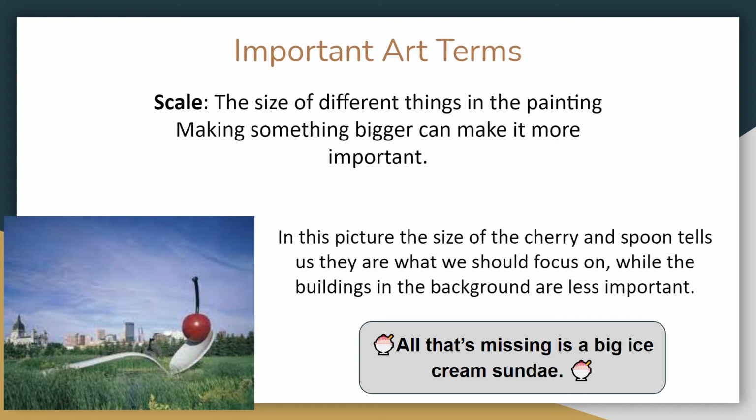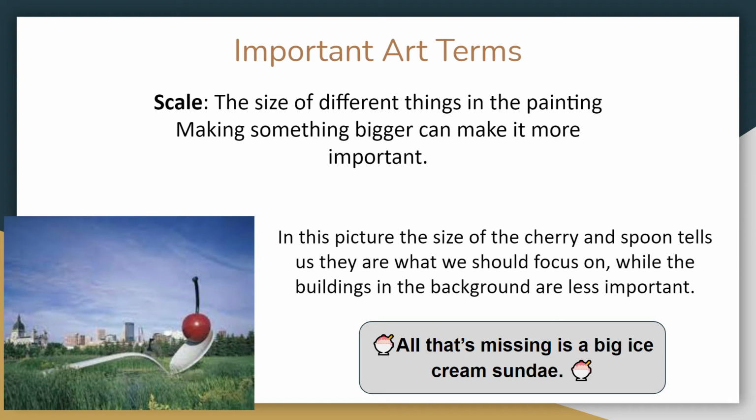So those were some art terms. We had scale right here, which is the size of different things. We had lighting, which is how light and shadows affect your painting. We had color, remember, complementary, contrasting colors. And we had the subject, the most important part of a painting or drawing. The subject is what is being painted.